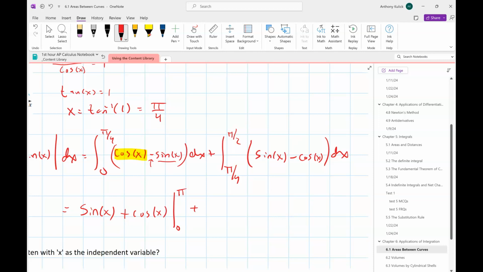Okay. And we'll go over here. The antiderivative of positive sine x is negative cosine x. If you know it, just shout it out. Take a risk. It's okay. And the antiderivative of negative cosine x is negative sine x.